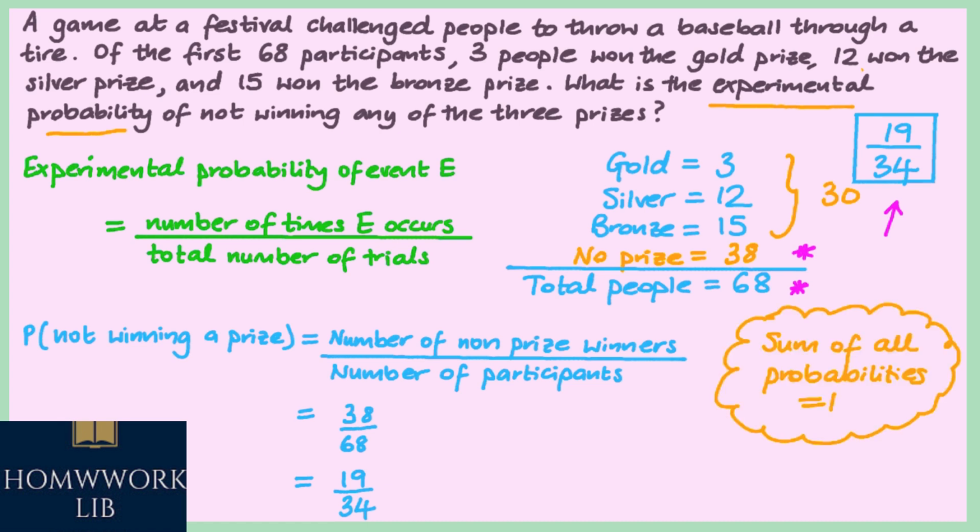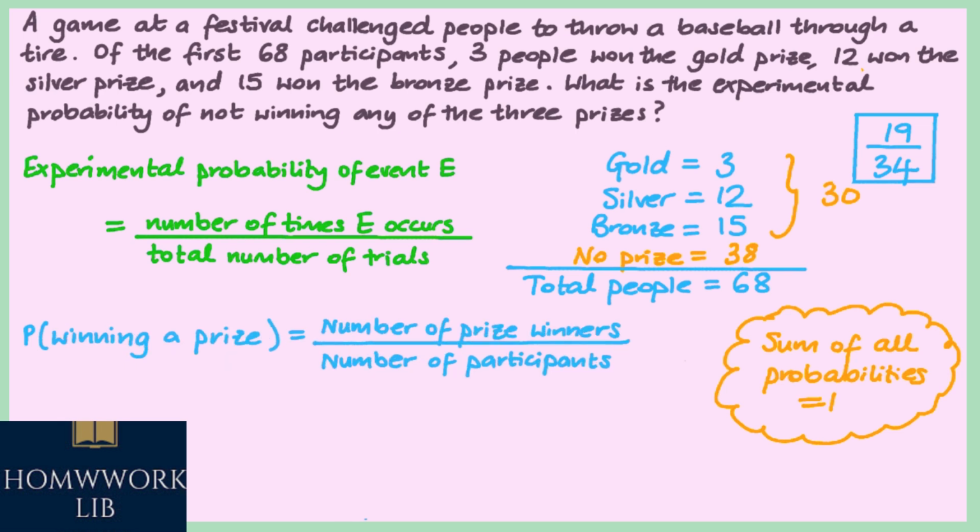For the second method, we're going to use the total probability rule, which tells us that the sum of all probabilities is equal to 1. In the method we've just seen, we worked out the probability of not winning a prize. In the second method, we're going to calculate the probability of winning a prize and then subtract it from 1.